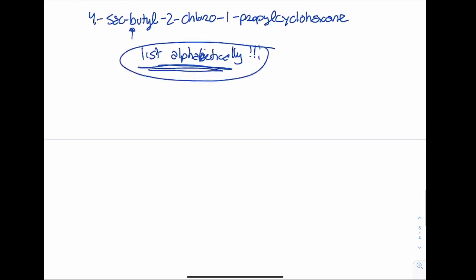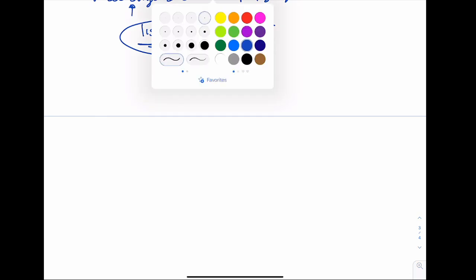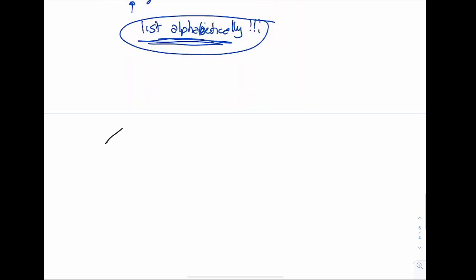Let's do another example. Do something different. I almost drew cyclohexane again.